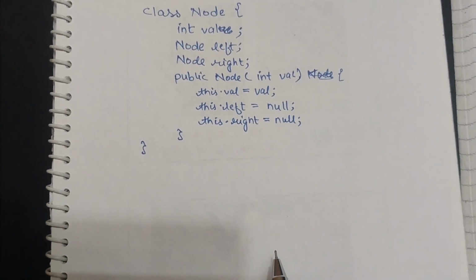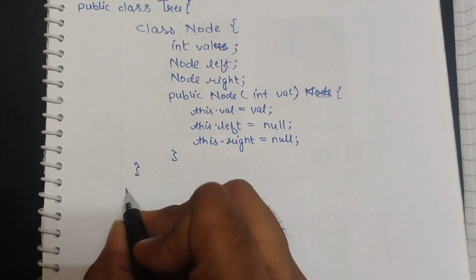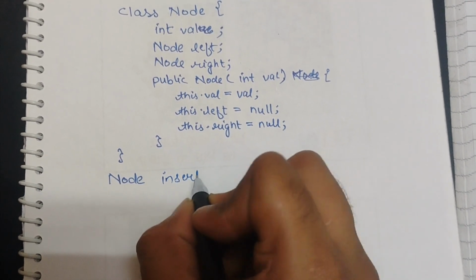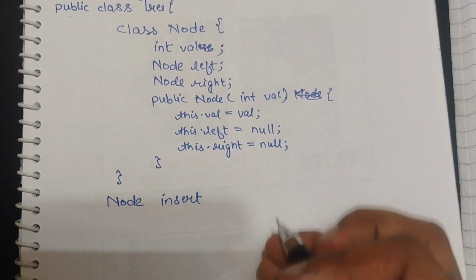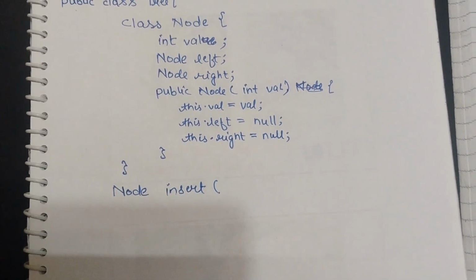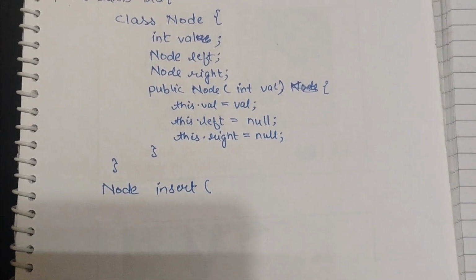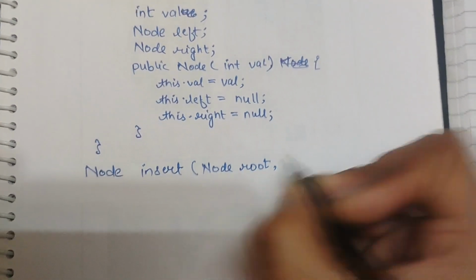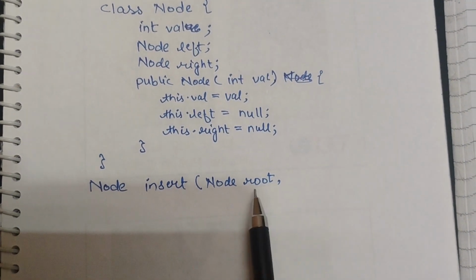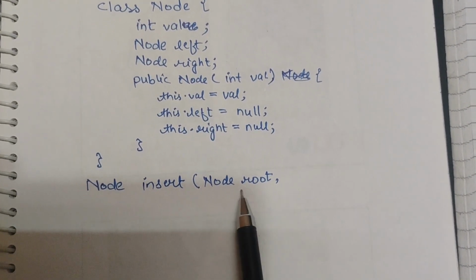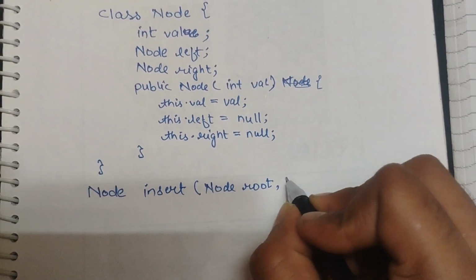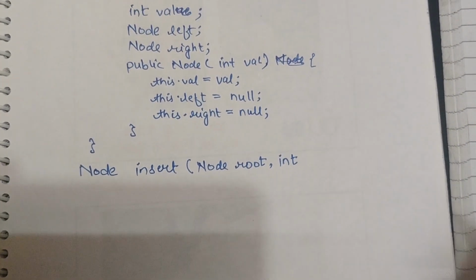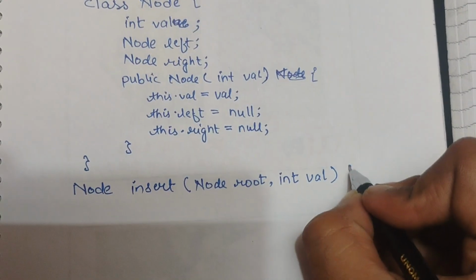In the insert, the return type that I'll take is node type. I'm making a function node insert, and I'll take two parameters. First is the root of that tree, and the other is the value that I want to insert.